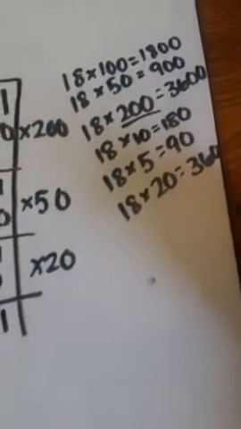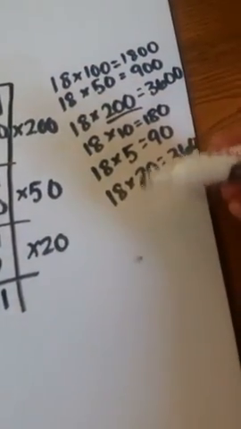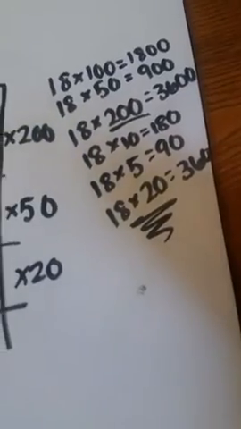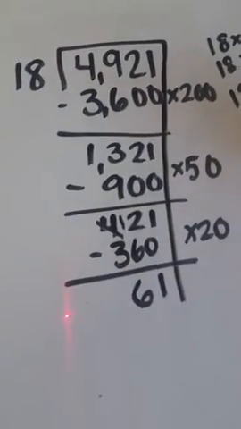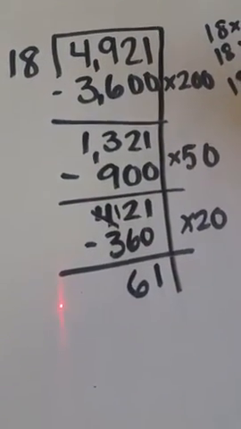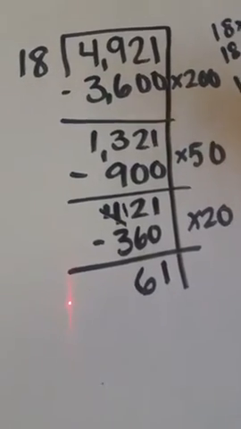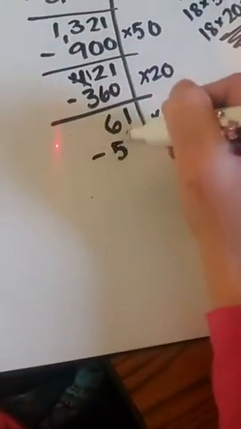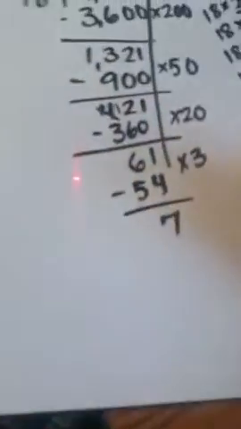Well, I look over here and I realize that all of these are pretty big. So I'm like, well, I'm just going to have to know some basic multiplication facts. So I know that 18 times 3 is going to get me to 54. So I'm going to put my times 3 here. I'm going to subtract my 54, and then I'm going to have 7 left.